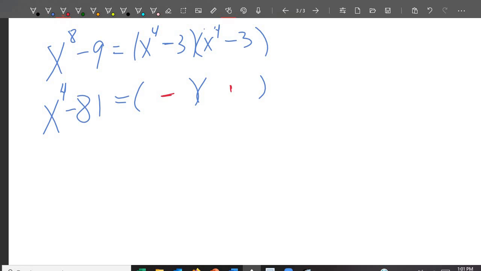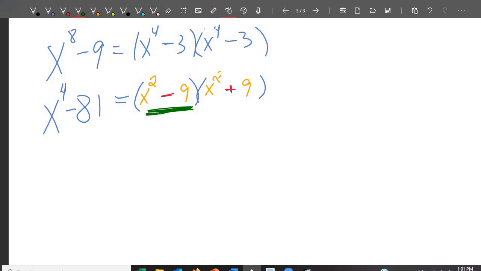So I'm going to break it apart. I'm going to put an x squared in both parentheses. Now 81 is 9 times 9. Okay, so I have this. We need to get in the habit of checking the binomial with the minus sign to see if it could possibly be another difference of 2 squares.